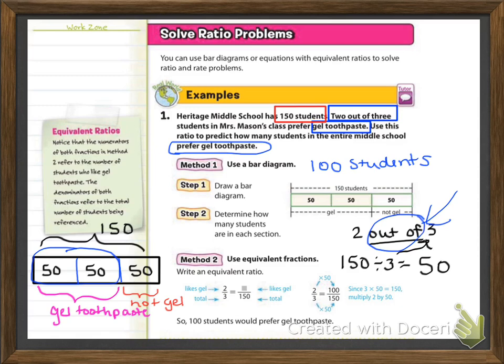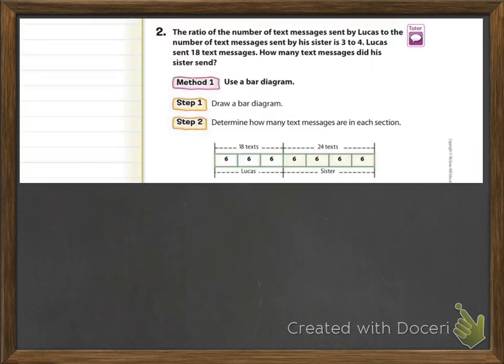That's really important because it's a different bar diagram now when we're looking at this one. And the reason is because the problem says the ratio of the number of text messages sent by Lucas to the number of text messages sent by his sister is 3 to 4. Now that's important, 3 to 4. Let's go ahead and write that right out here, 3 to 4. That's different than 3 out of 4. Remember, 3 to 4 means 7 actual messages, 3 from Lucas and 4 from his sister.